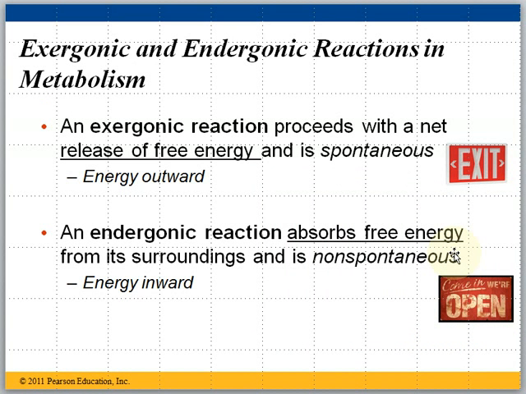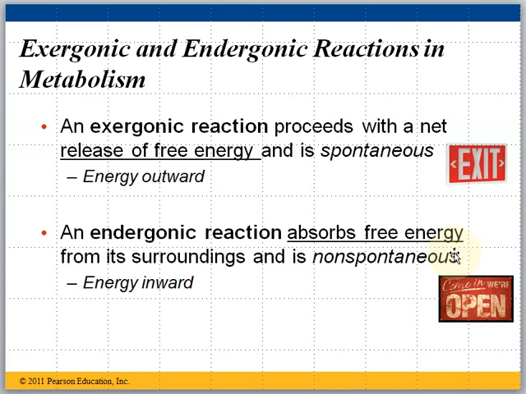When we talk about chemical reactions in metabolism, we can define them in a couple of different ways. We can call them exergonic. Exergonic, think about the word exit, means that energy is being released or is leaving that particular system or reaction. This is spontaneous, energy going outward. It's a spontaneous reaction. The opposite of that is endergonic. Endergonic requires an input of energy. It is absorbing free energy from the environment, and it does not happen on its own. It is non-spontaneous.